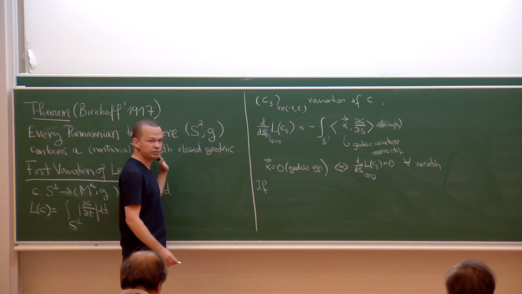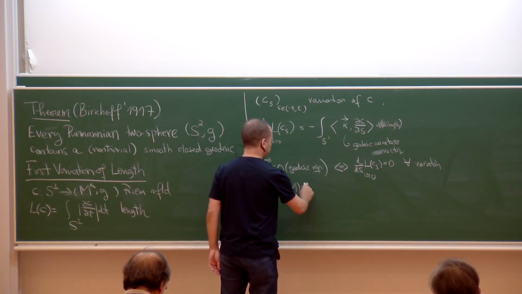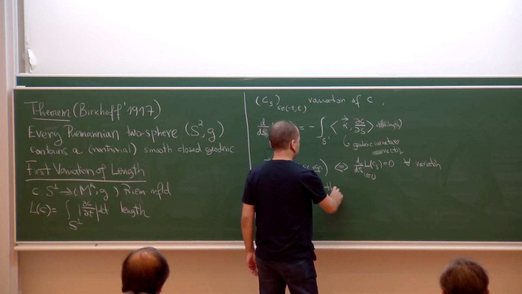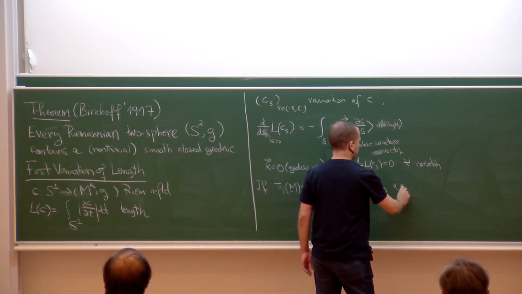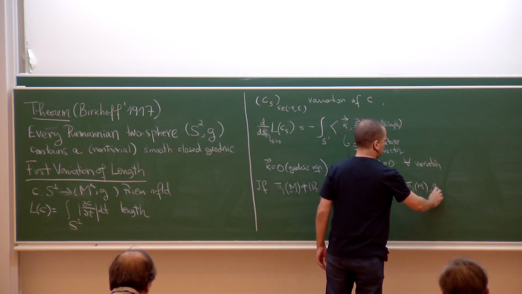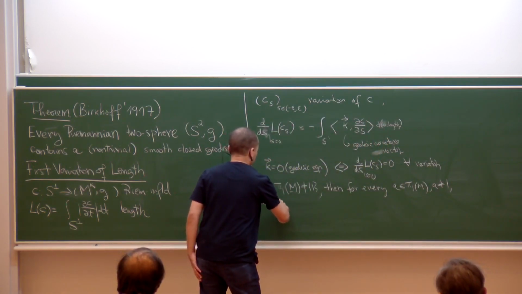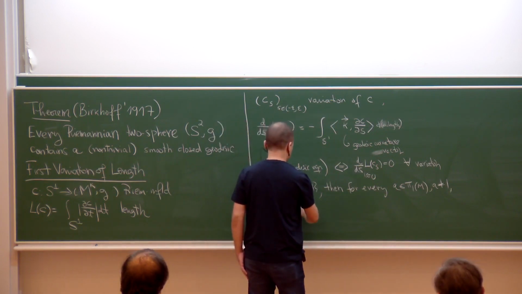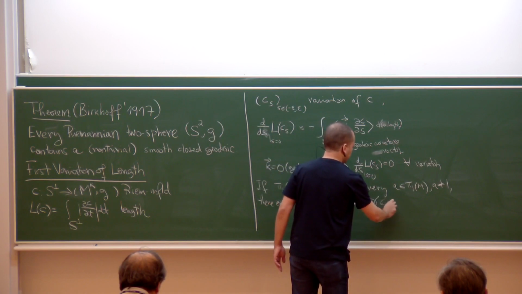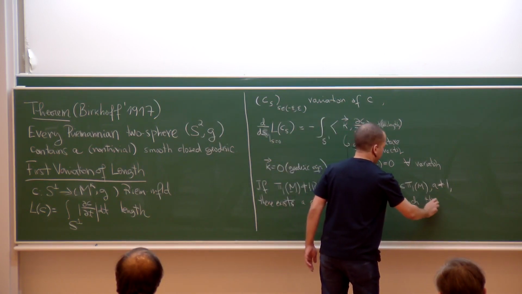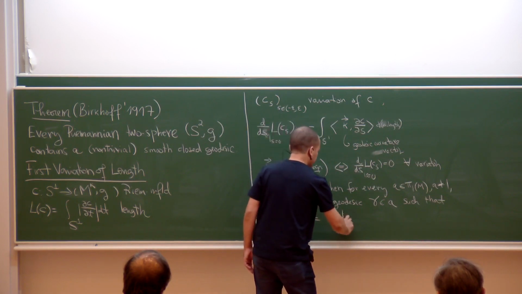fundamental group, then it's actually easy to show such a closed geodesic exists. So if pi 1 of the manifold is non-trivial, then for every non-trivial homotopy class, so for every element A in pi 1 that is non-trivial, there exists a closed geodesic, say gamma belonging to A, such that the length of gamma is equal to the infimum of the lengths of all curves belonging to A.